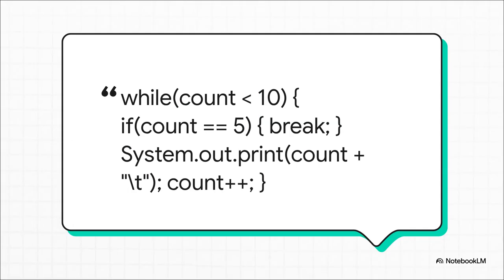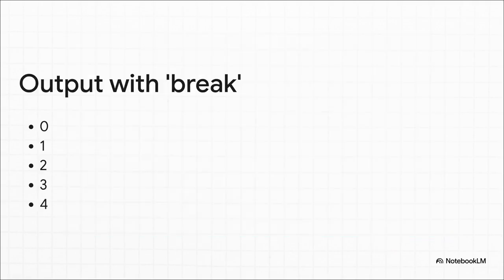So check this out. We've got a loop that looks like it should count to 10. But there's a catch inside. We've added a little condition. If count is ever equal to 5, we hit that break statement, and that's it. Game over for the loop. And just look at the output. It prints 0, 1, 2, 3, 4, and then it stops.